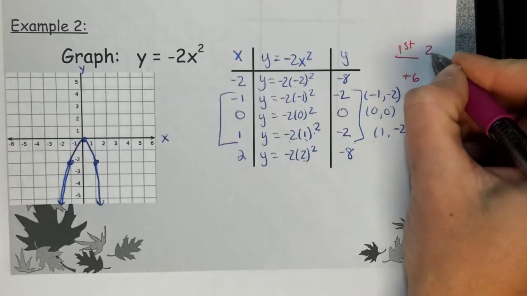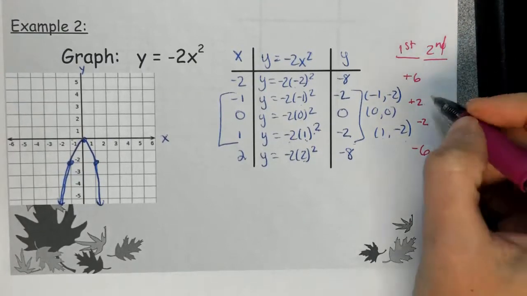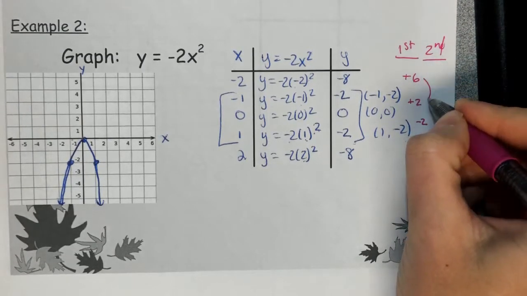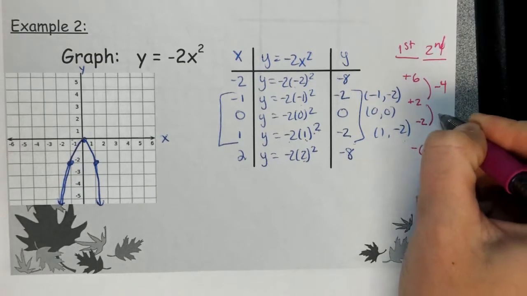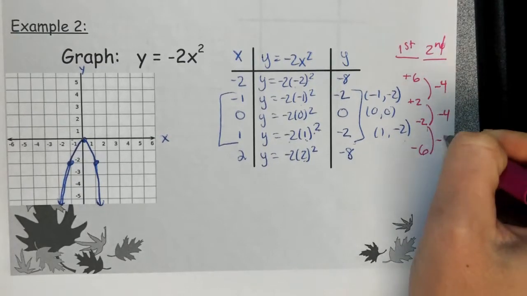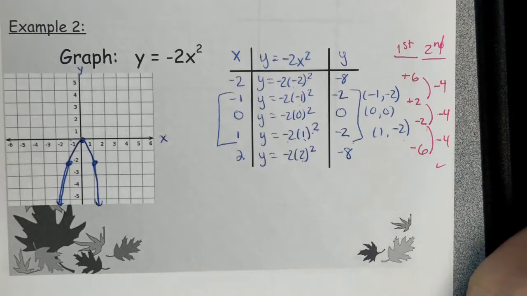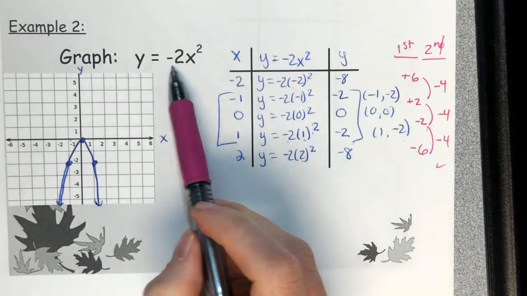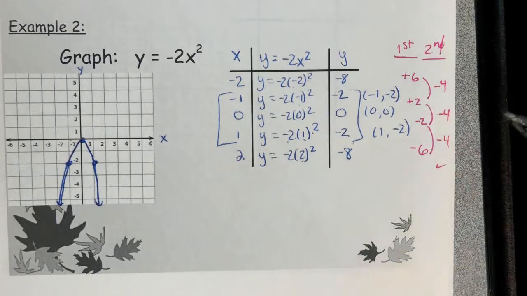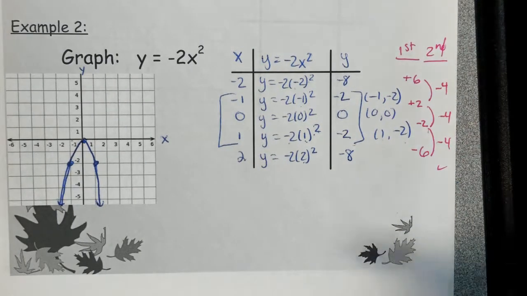If we look at our second differences, we'll verify that this is a quadratic because this is going down by 4, down by 4, down by 4. It won't always be 4 like it was in the example I did at the beginning. It's just a coincidence that these are very similar functions. Just verifying that every number in the second difference is the same.